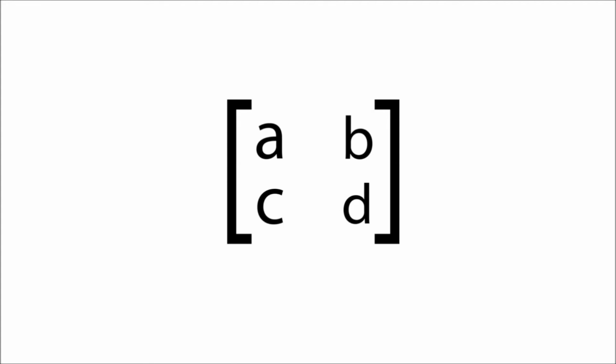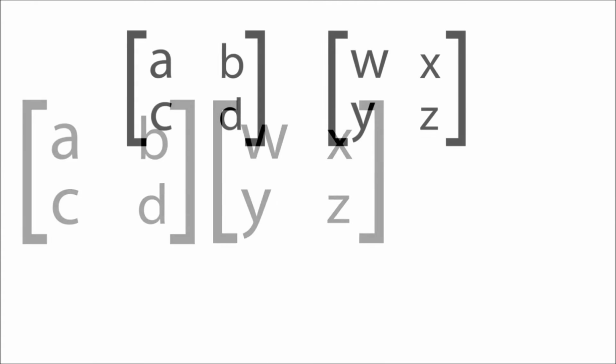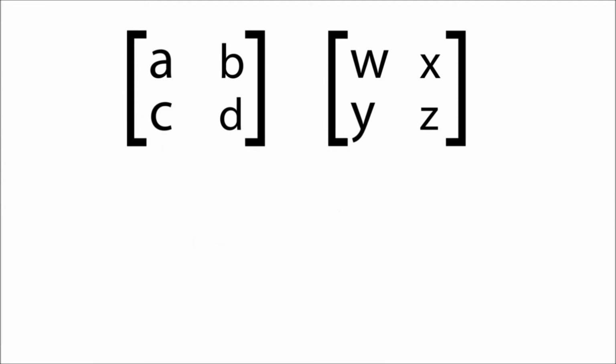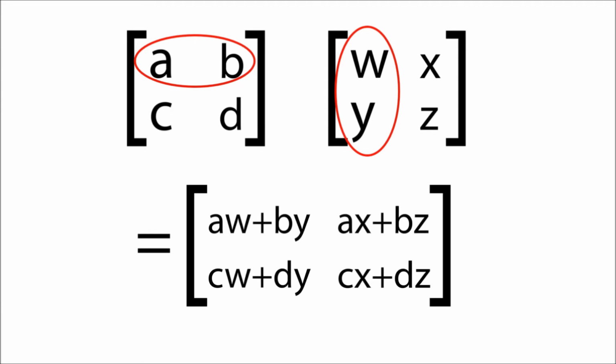To multiply a matrix by a matrix, we use the run and jump method. The first number is multiplied horizontally, and then the second number is multiplied vertically. So this is how a matrix is multiplied by a matrix.